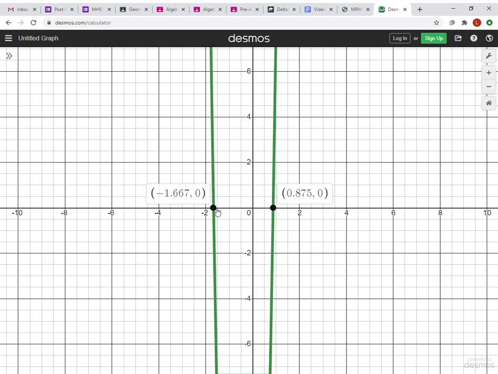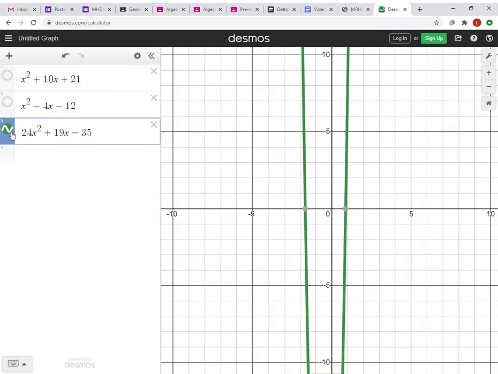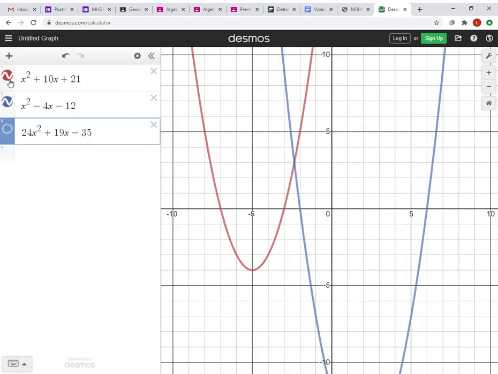But this method does in fact work, especially whenever we have an a value equal to 1. I think that's when it works best, and that's when it's really easy to solve. Just put it in the graph, see where it crosses, you're done. You found your x values.